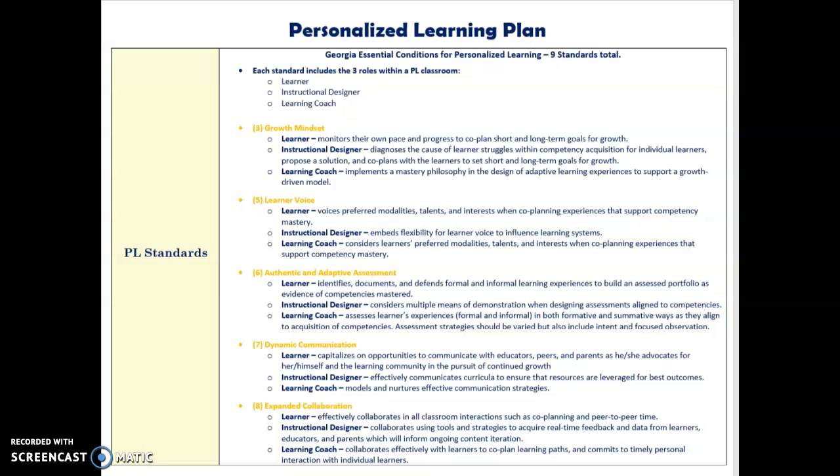So, for the purposes of this artifact, I am using my current fifth grade classroom as a reference in my personalized learning transformation. For this artifact, I chose to use the Georgia Essential Conditions for Personalized Learning. There are 9 standards total, and I chose 5 of them to incorporate into my plan.